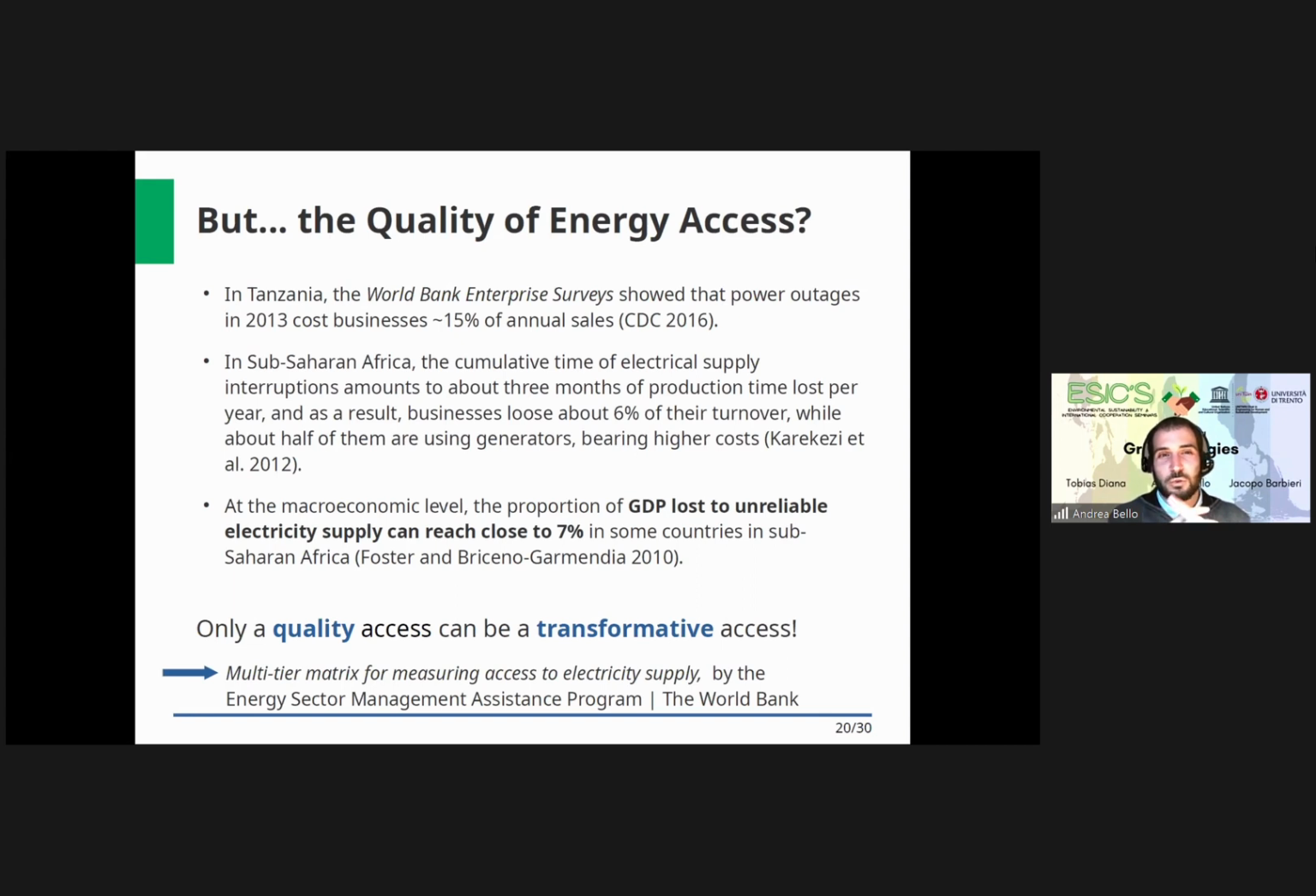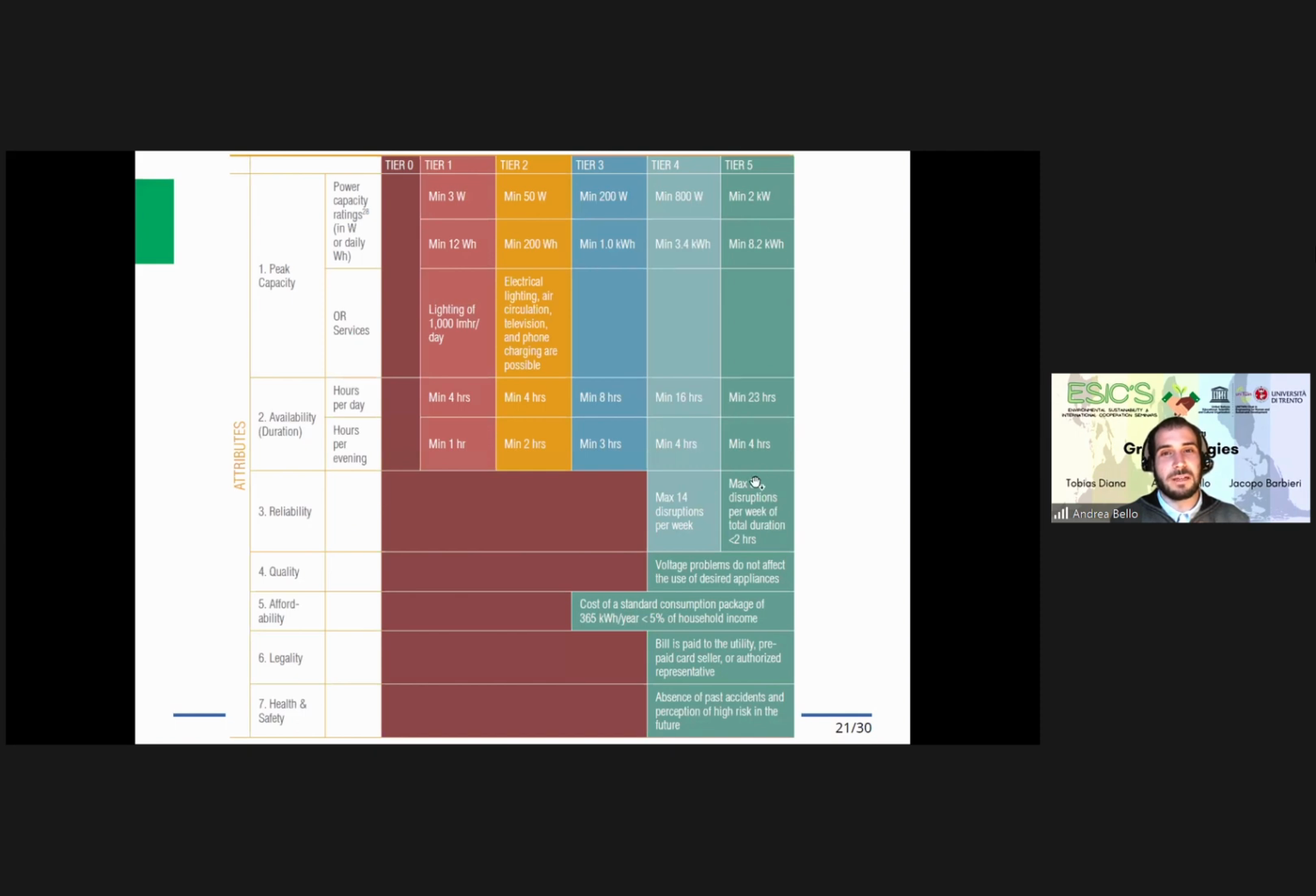But what do we mean with quality of energy access? Maybe it is useful to give a look to this multi-tier matrix designed by the World Bank for the quality of access to electricity supply. Here we have the tiers, which you can say are the levels of quality. This is the worst level, and the more you go right, the better the level. It depends on various factors, as you can see.